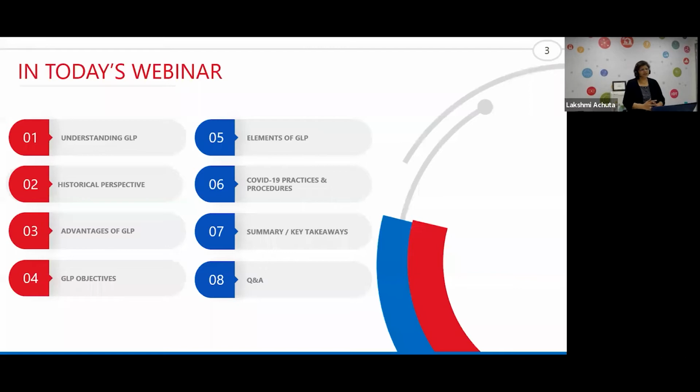In today's webinar, we explore the relevance and importance of GLP in the context of the drug development life cycle. We explore the relevant requirements related to quality of data in GLP and what the impact is on the study conduct. We explore the COVID practices and procedures that are required during the conduct of the study, especially when the study is being done in this period of time.